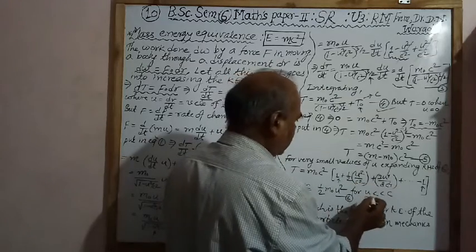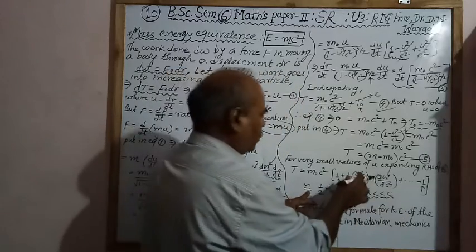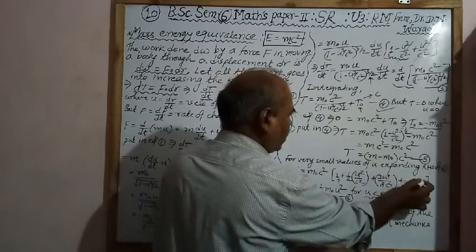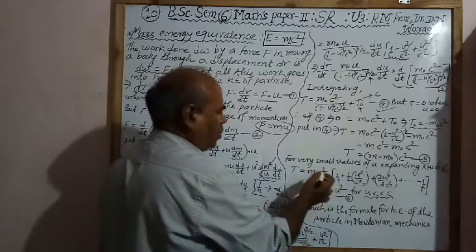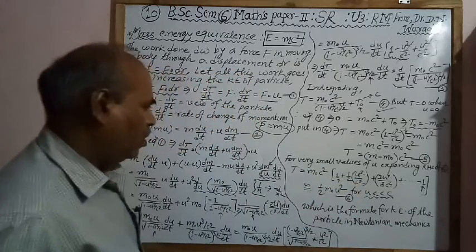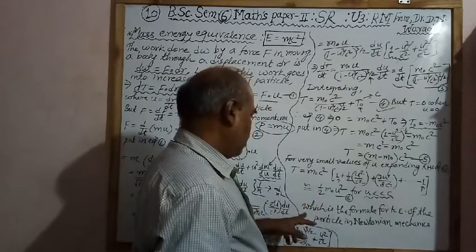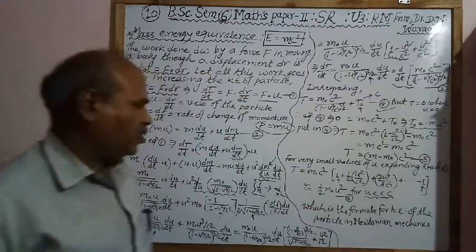That is, for u very less than c, we consider only the second term. This 1 and minus 1 gets cancelled. C square cancels. Therefore 1 half m0 u square, which is the formula for kinetic energy T of the particle in Newtonian mechanics.